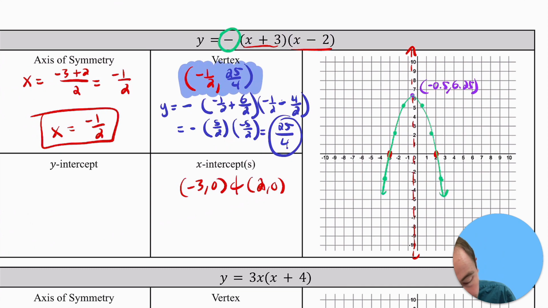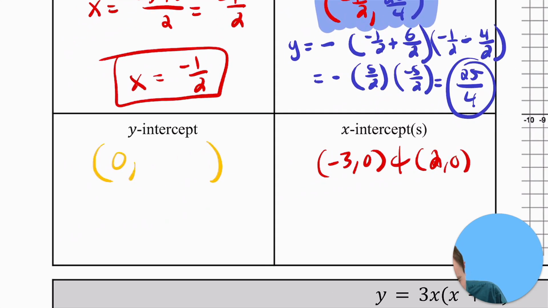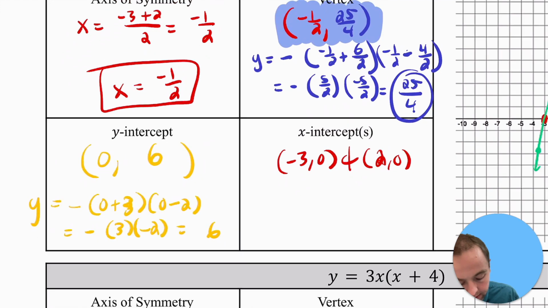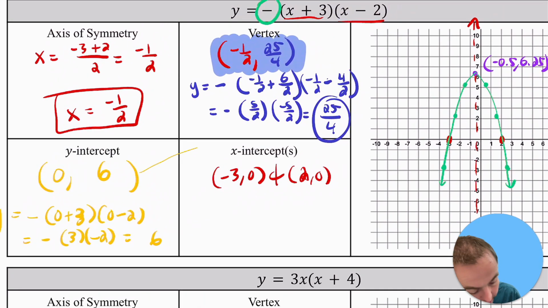And then if you want to find the y-intercept, you just got to plug in a 0 for x into the equation. So negative of 0 plus 3 and 0 minus 2 is equal to y. So it's going to be equal to negative of 3 times negative 2. That's going to equal 6 right there. And if we check that all out, that seems pretty logical that it should be hitting at 6 right there.